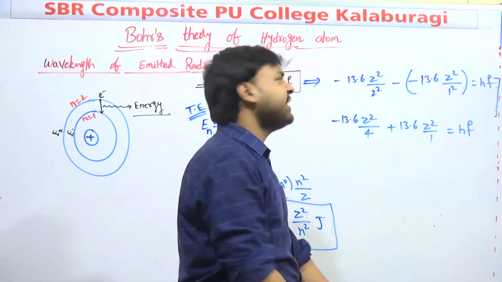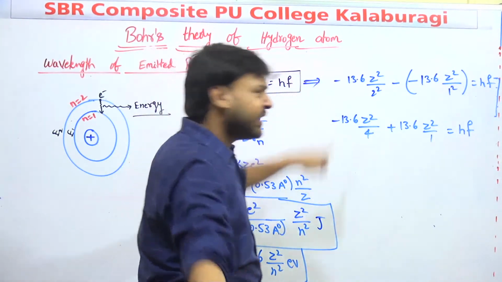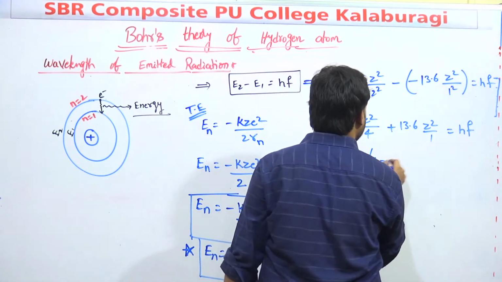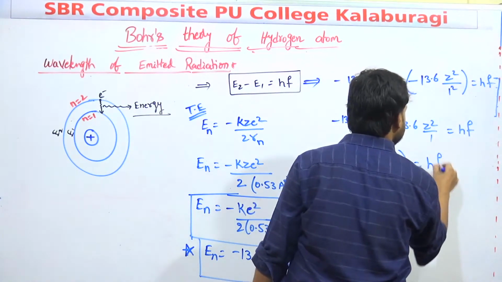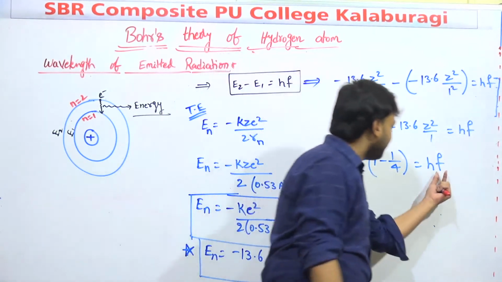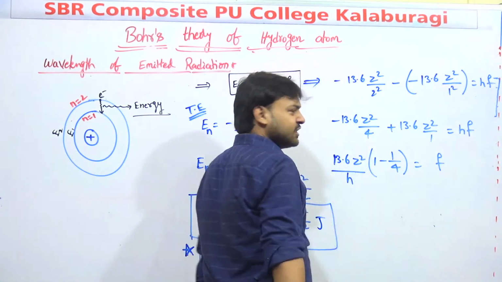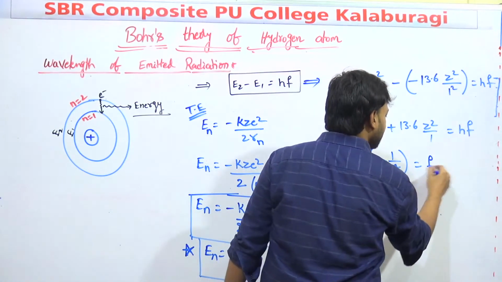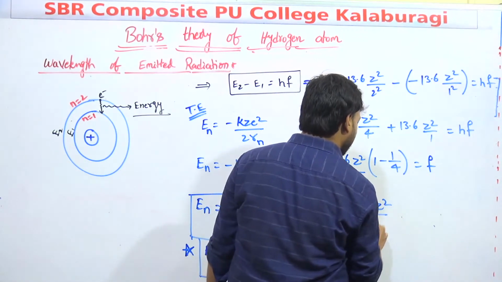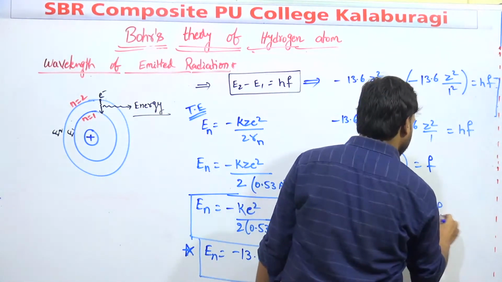So like this we can calculate for whatever orbit it may be, not only E2 and E1. Take 13.6 Z square common, so you get 1 minus 1 by 4, which is equal to hf. This is the amount of energy that is produced. If they ask to calculate frequency, this h will go to the other side. So the frequency is 13.6 Z square divided by h into 3 by 4.